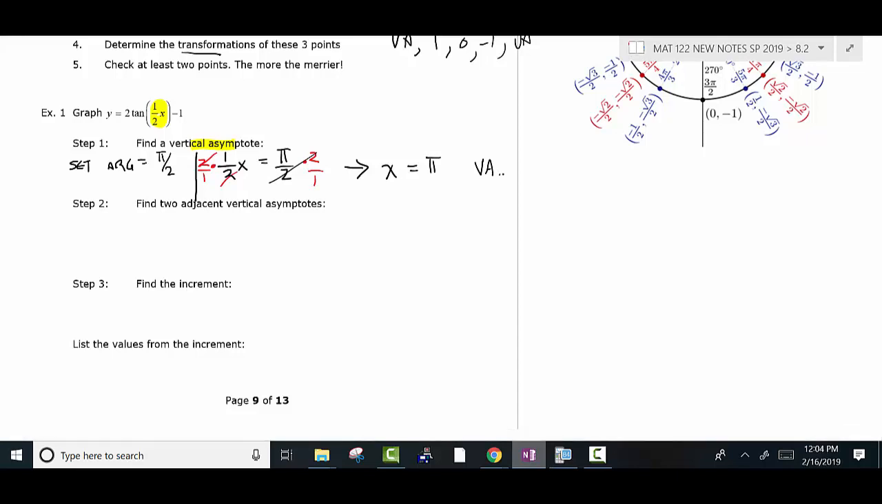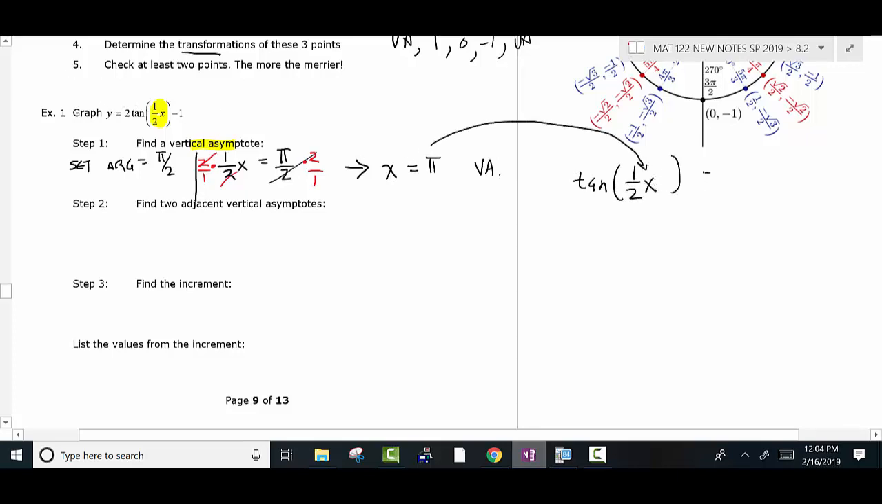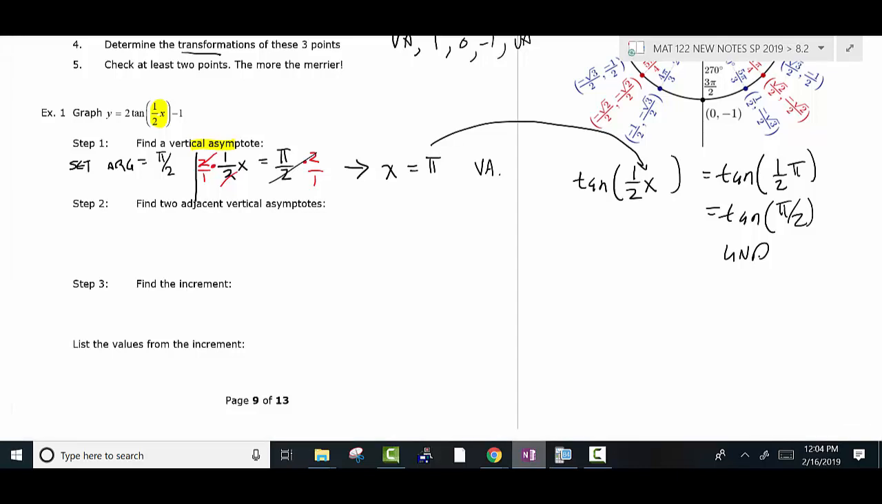So we found an asymptote, okay? It's not a bad idea to check as you do this. If you just look at tangent of 1/2 x, don't worry about the 2 and -1. If you plug that in, you get tangent of 1/2 pi. Well, that's tangent of pi over 2, and you're undefined at pi over 2. Once you get an asymptote, you can plug it in and see if it indeed gives you an asymptote, and it doesn't take very long to do that. Okay. Next thing we want to do is find the period, really. So the period is pi over b. It's not 2 pi over b. It's different for a tangent and cotangent.